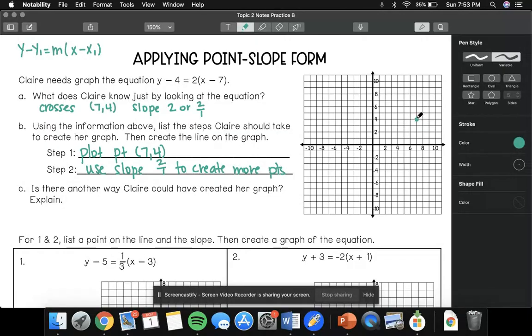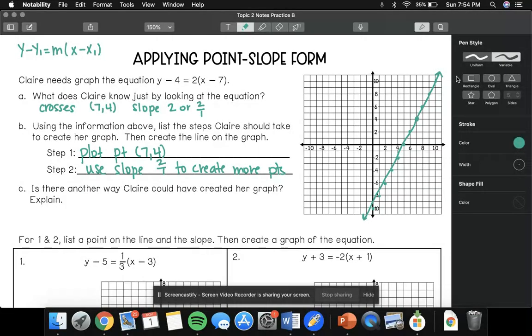Okay, so here's 7, 4. We know for sure it crosses there. So now let's use our slope 2 to 1 to create half the graph. And then let's go back to 7, 4. Instead of going up right, let's go down left to create the other half. Okay, so our graph would look something like that.